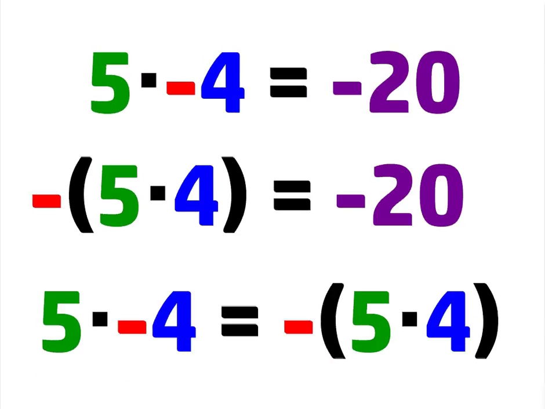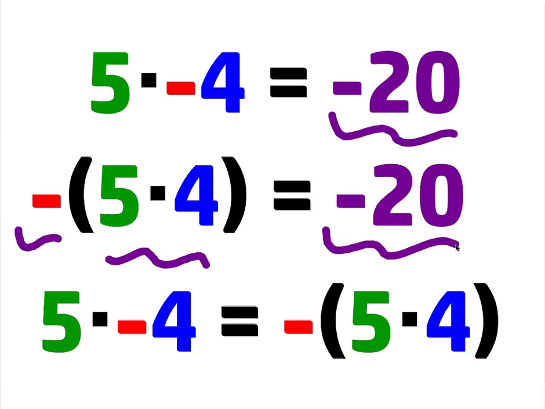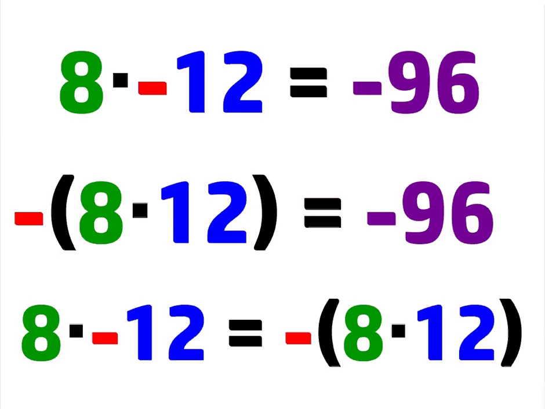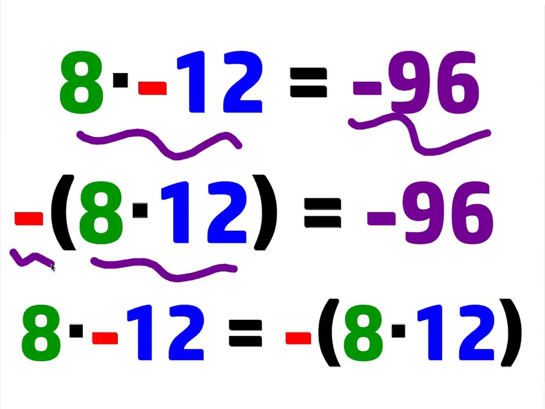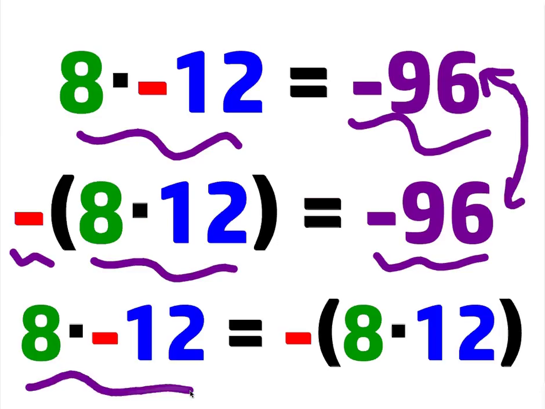This also works for 5 times negative 4. We know that to be negative 20, but if we do 5 times 4 first and then make it negative, we get the same answer back. Therefore, 5 times negative 4 is the same as multiplying 5 times 4 and making it negative, or negative 5 times 4. Same for 8 times negative 12. We know that to be negative 96. What we could have done, though, is multiplied 8 by 12 first and then made it negative, and we get the same exact number, and therefore 8 times negative 12 is equal to negative, parentheses, 8 times 12.